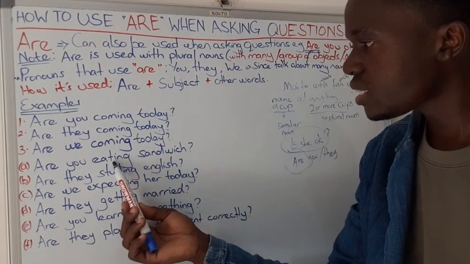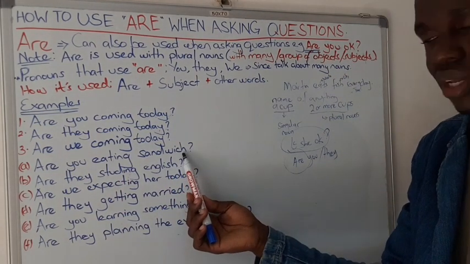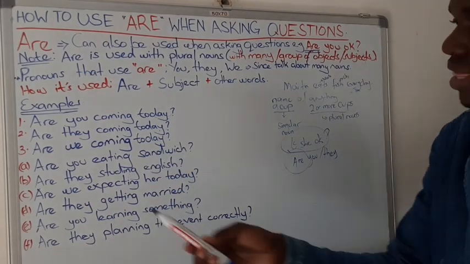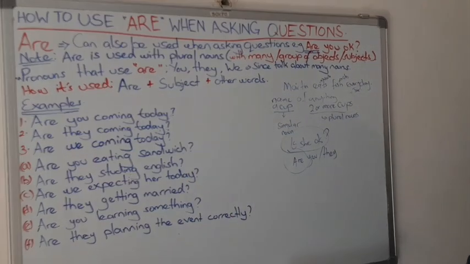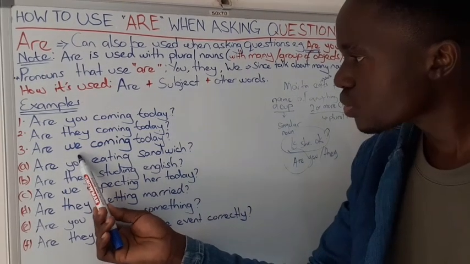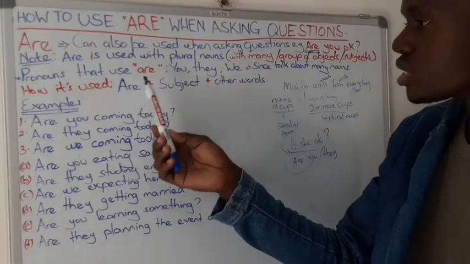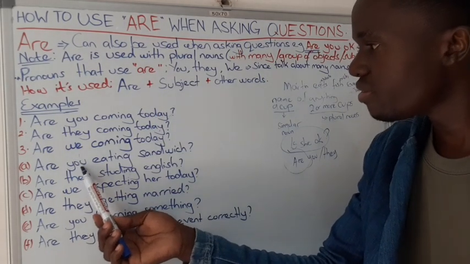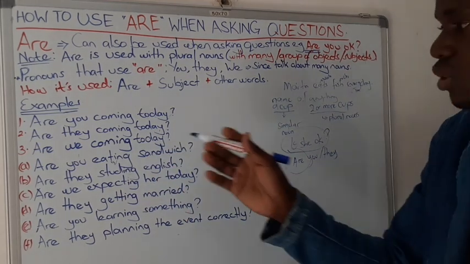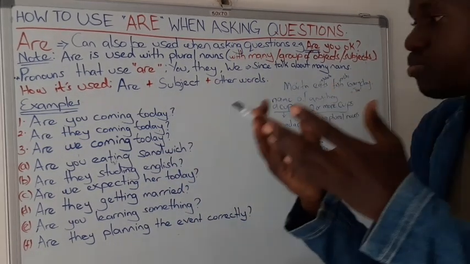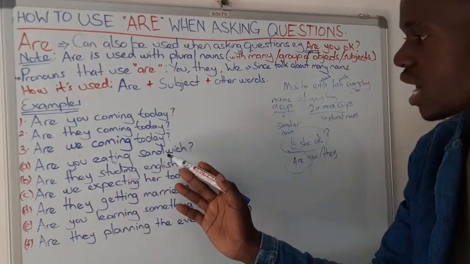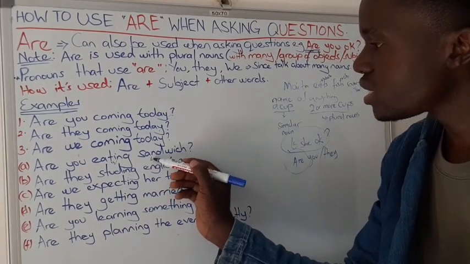Let's look at other examples. "Are you eating sandwich?" Can you identify the subject, verb, and object in this sentence? The subject used here is "you." Since we are asking a question, we start with "are." The verb is "eating." You're eating what? What the action is being performed on is what we call the object. So "sandwich" is my object.